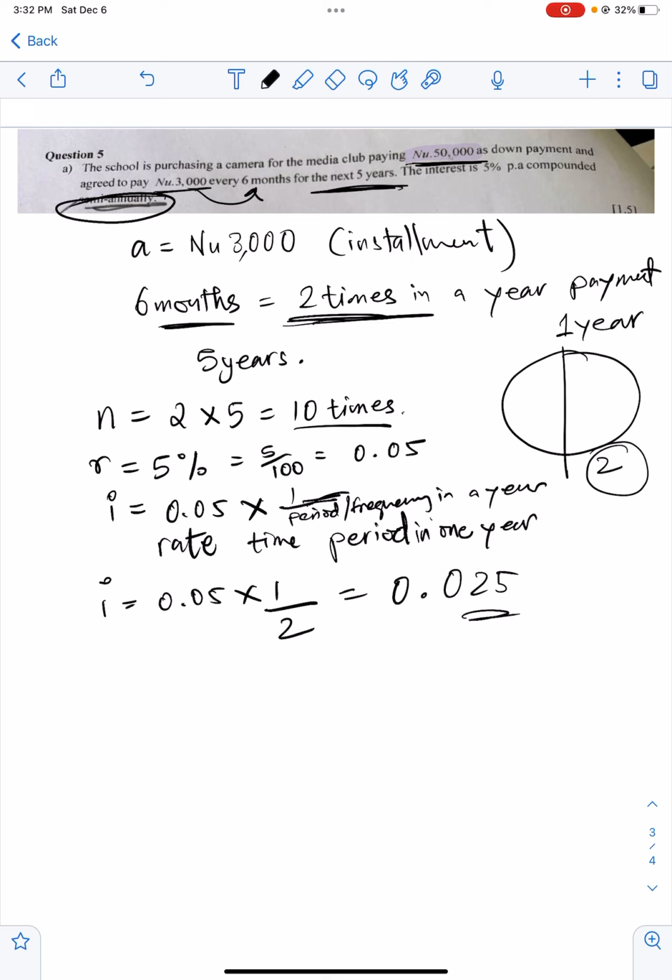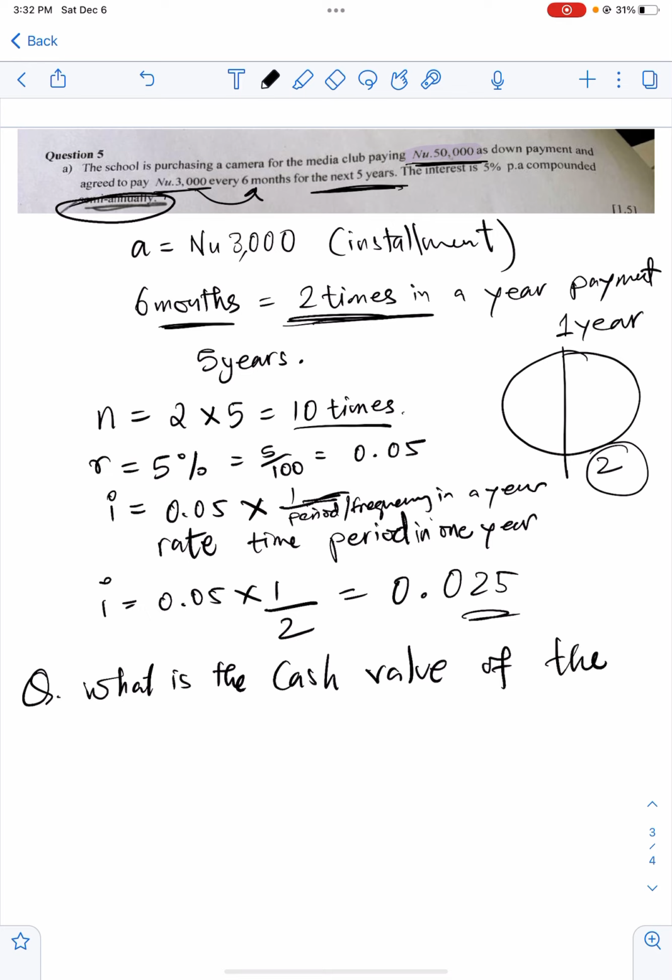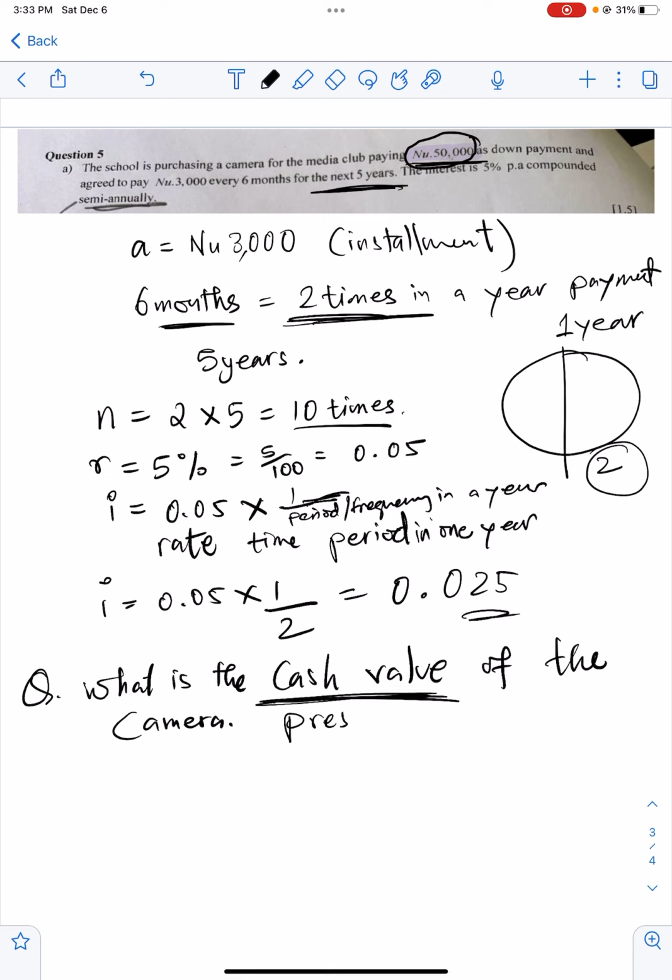Now the school is purchasing a camera, and the interest is compounded semi-annually. The question is, what is the cash value of the camera? Remember, 50,000 is already paid. Then the rest of the money they want you to pay as installment. So we are talking about cash value. Cash value means we want to find it right now, so present worth.